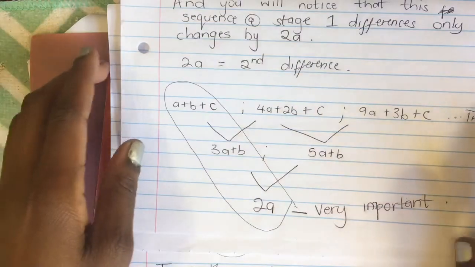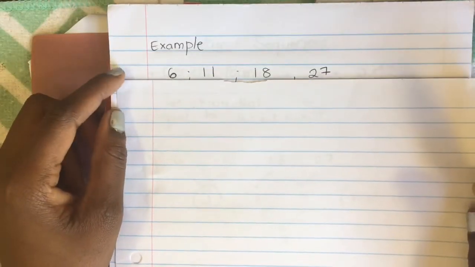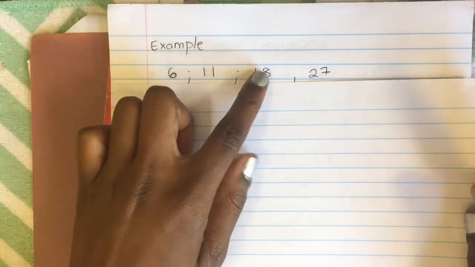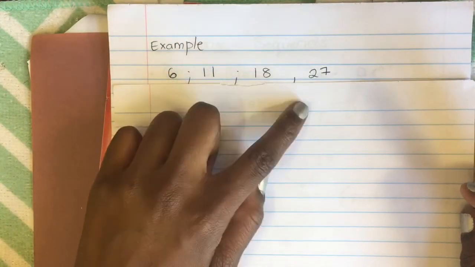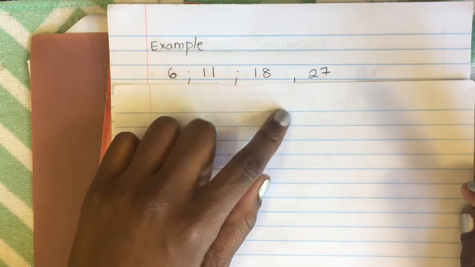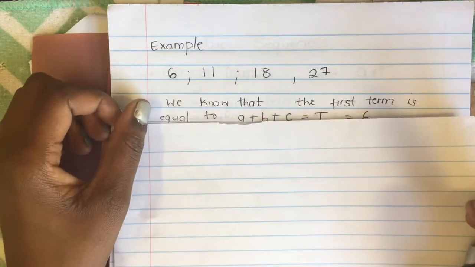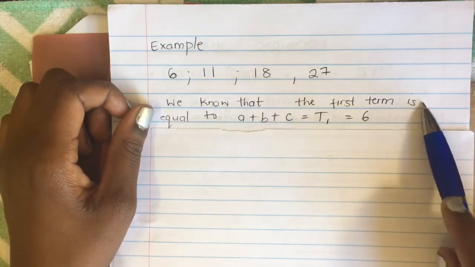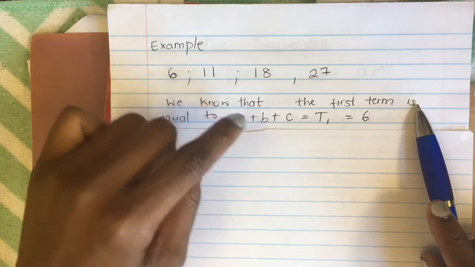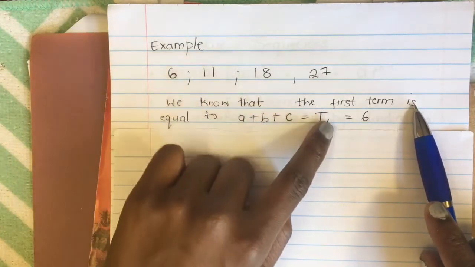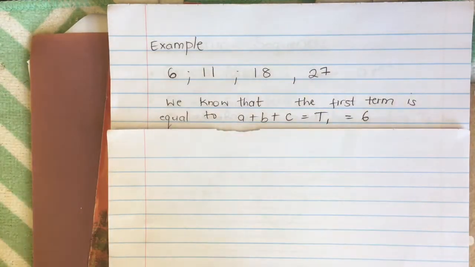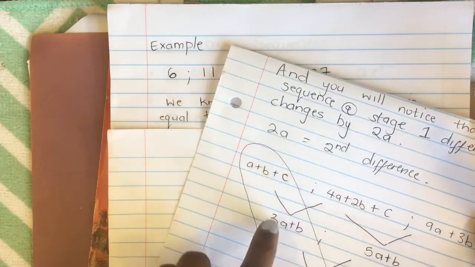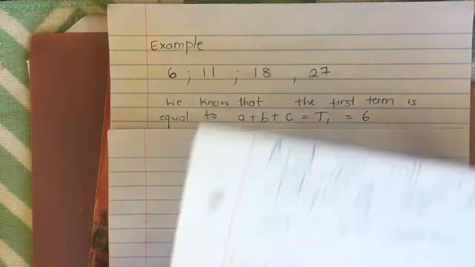This is very important. Given an example, which is 6, 11, 18, 27. If you find the differences here, you will notice that they're not the same, so this might be a quadratic. We know that the first term is equal to a plus b plus c, which is equal to T1. They're very important. You need to know those ones: a plus b plus c, 3a plus b, and 2a.